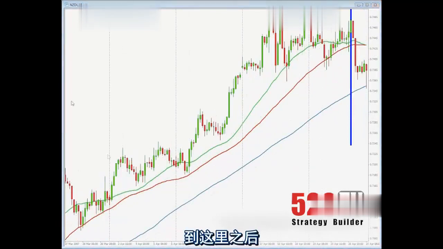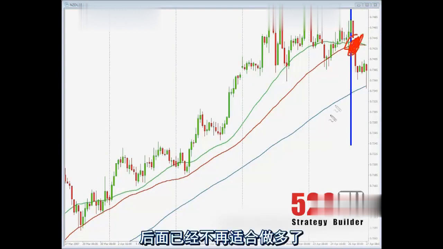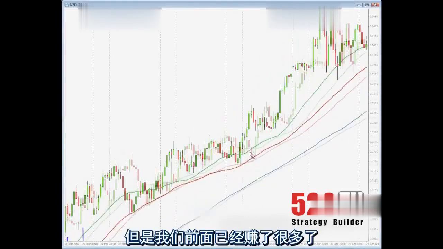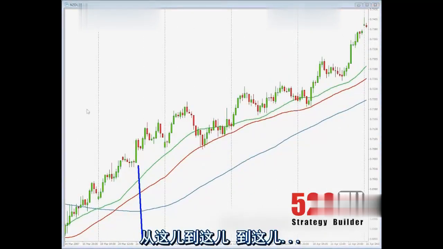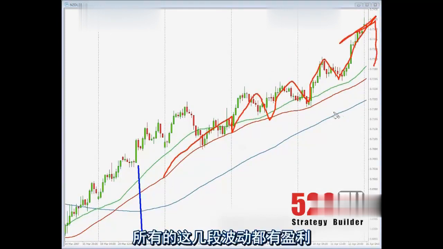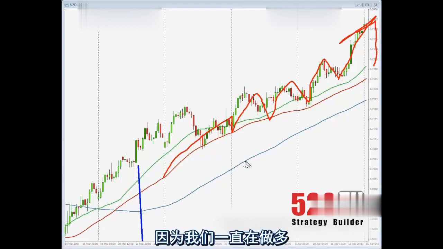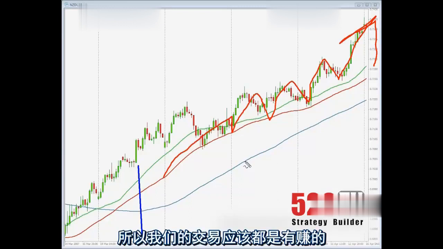that. At this point, okay, we get clear signals that we don't want to search for long entries anymore. So we've been profiting quite a while all the way through. All right, we're definitely profiting from here. Okay, all the swing information, we've definitely been profiting most of the swings. Since we've been looking for long entries, most of our trades should be winners.